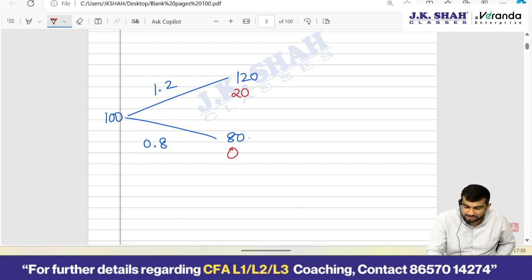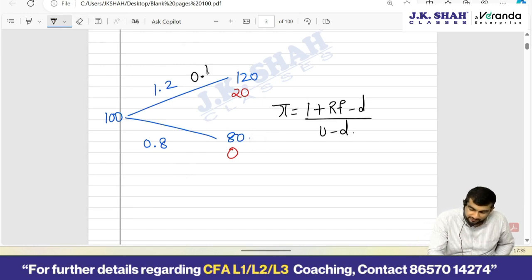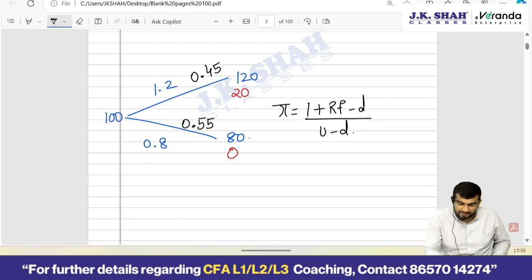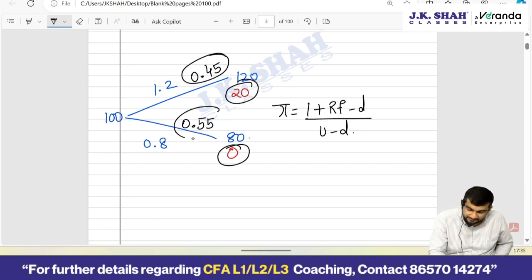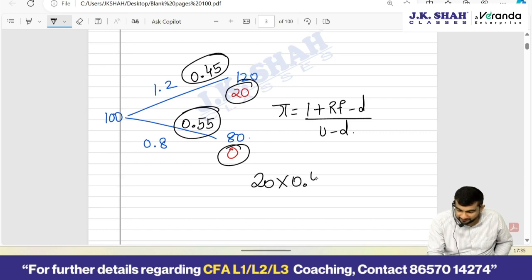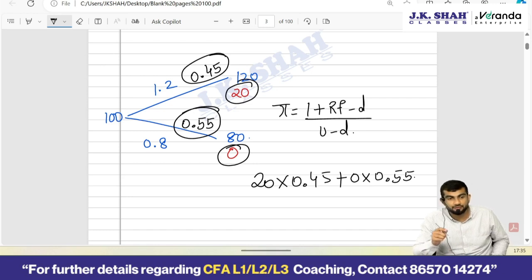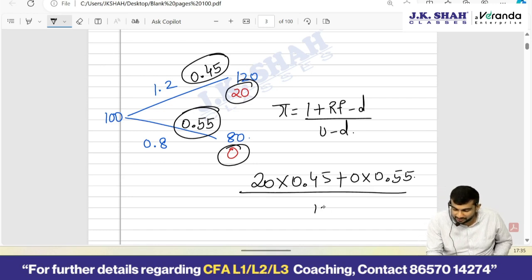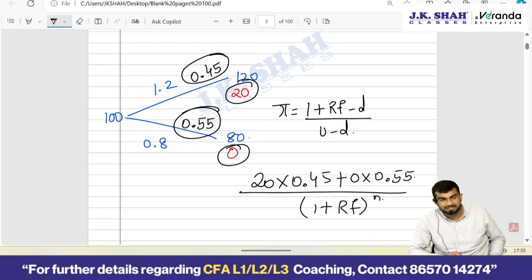Okay, fine. Now, in the binomial model, you will have to calculate the risk neutral probability of an up move. What was the risk neutral probability of an up move? (1 plus RF minus down move factor) upon (up move factor minus down move factor). Say, for example, 0.45 comes out to be the risk neutral probability of an up move, then what would be the risk neutral probability of a down move? The balance, 0.55. Then you have to do a weighted average of these payoffs. So 20 into 0.45 plus 0 into 0.55, but this is the payoff at the end of year 1. You want it today, so what will you do? You will discount it at the risk-free rate for the appropriate time period. That will give you the no arbitrage call premium.